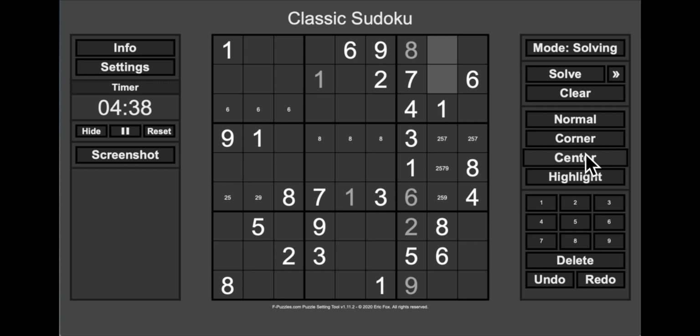Let's see, looking at 1, 4, 6, 7, and 8 already filled in this box. So I need 2, 3, 5, and 9 candidates here. But this one can't be 2. And that one can't be 9. I know that was a 3 if 3 wasn't a possibility here.